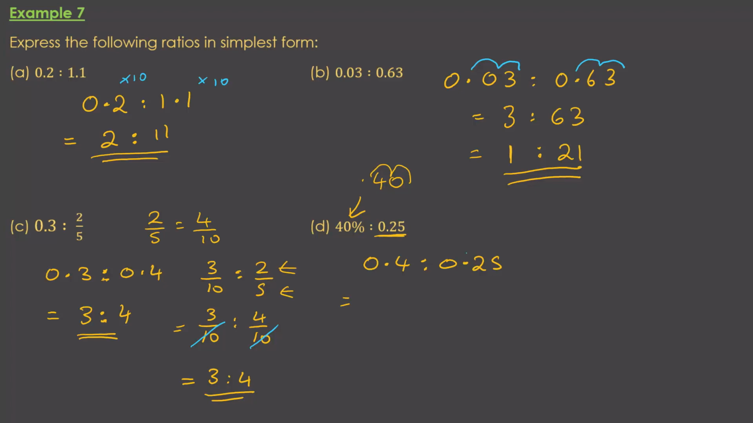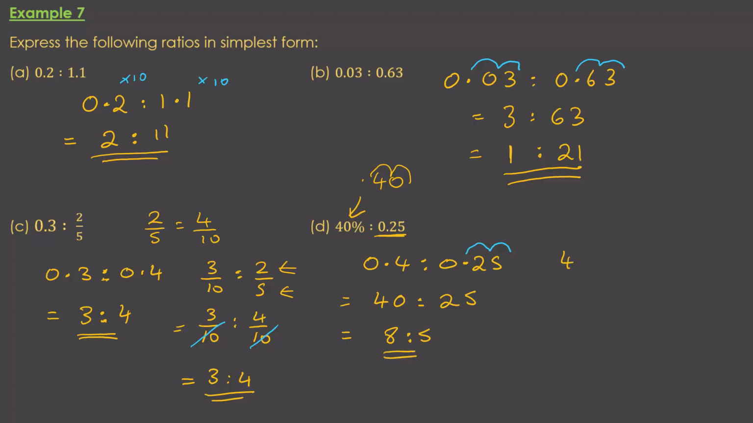We need both parts to be whole numbers. So we're going to multiply both sides by 100. So this one becomes 40 and this side becomes 25. And then divide both parts of the ratio by 5 and we'll get 8 to 5.